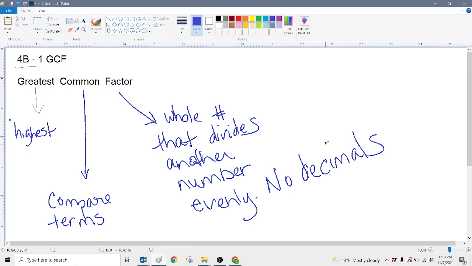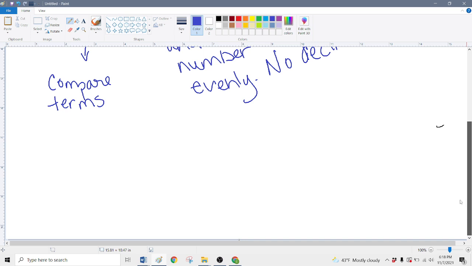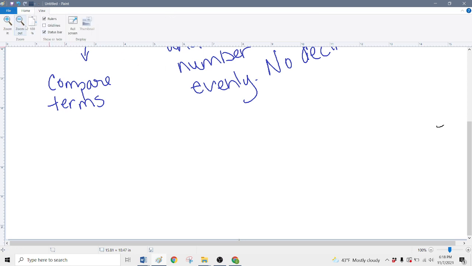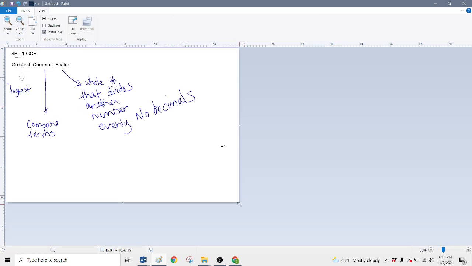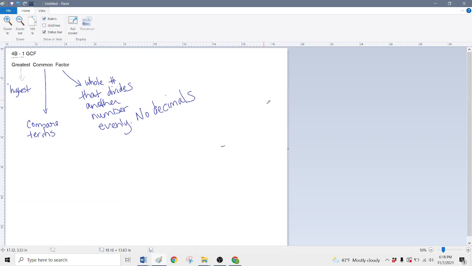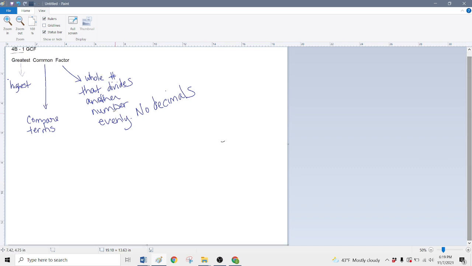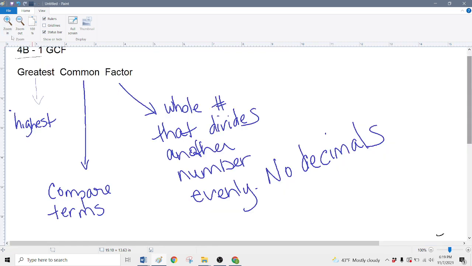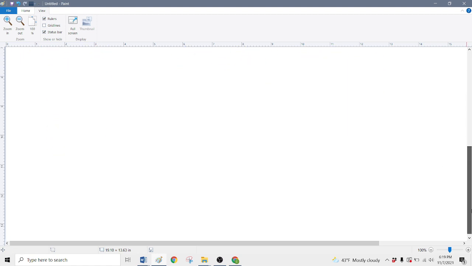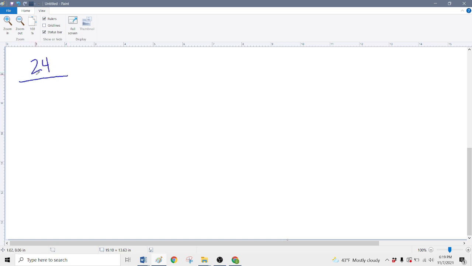Let's look at our first example. The first example that we're going to look at is the number 24, and we're going to compare it to the factors that we have for 18, okay? Keep in mind that we're going to do this first example manually, and then I'm going to teach you guys how to do it with a calculator. So let's look at the factors for the number 24.